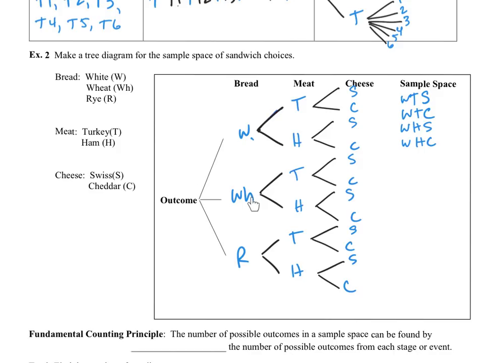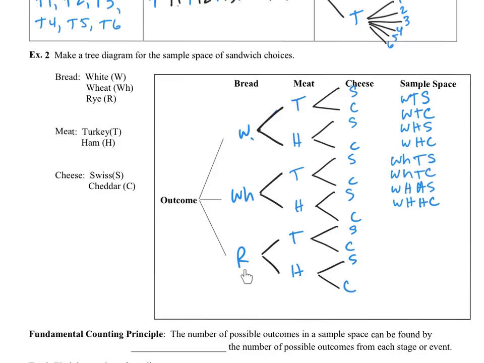So wheat bread, first meat choice is turkey, first cheese choice is Swiss, so we'll say wheat, turkey, Swiss, or we can have wheat, turkey, and cheddar. What about if we chose wheat bread but then chose ham? So we can have wheat, ham, and Swiss, or wheat, ham, and cheddar, okay? And those are all the sandwiches we could make if we chose wheat bread.